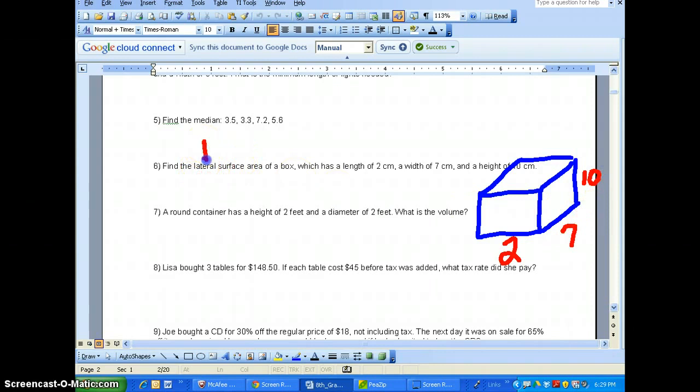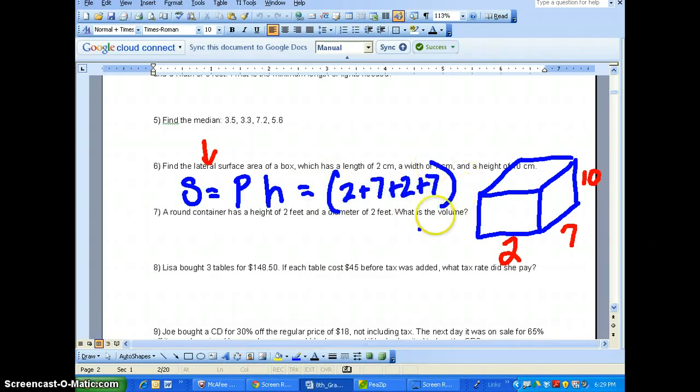Now, they want lateral surface area. If you look at your formula chart, it says lateral surface area equals perimeter of the base times the height. Your perimeter of your base is going to be 2 plus 7 plus 2 plus 7, and your height is going to be 10. Add that up, multiply by 10.